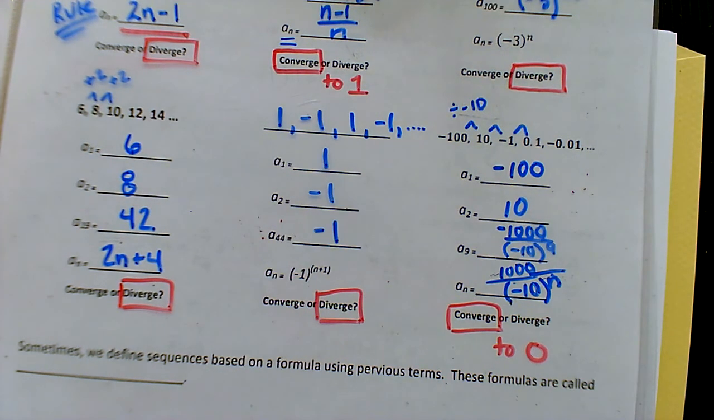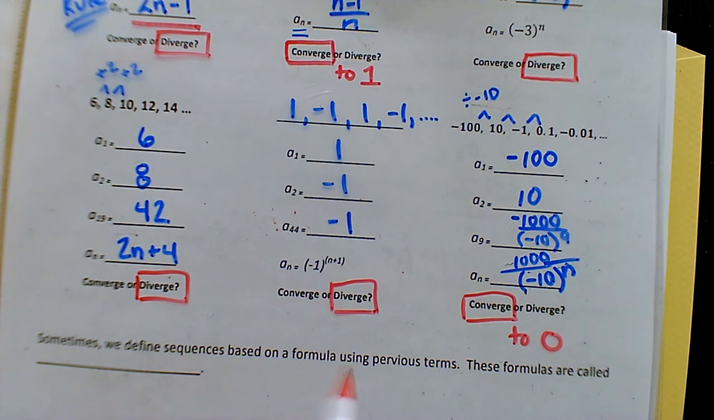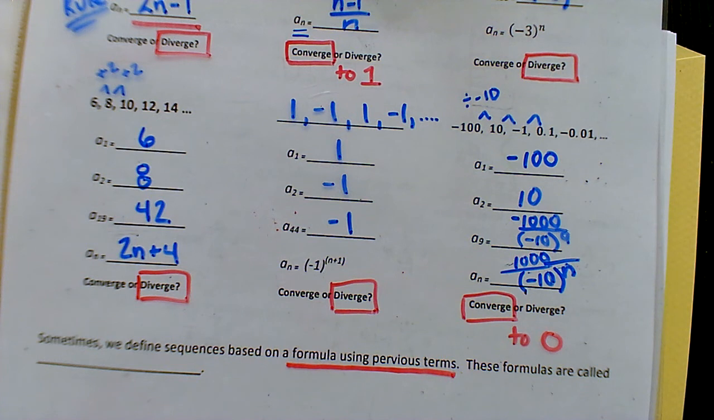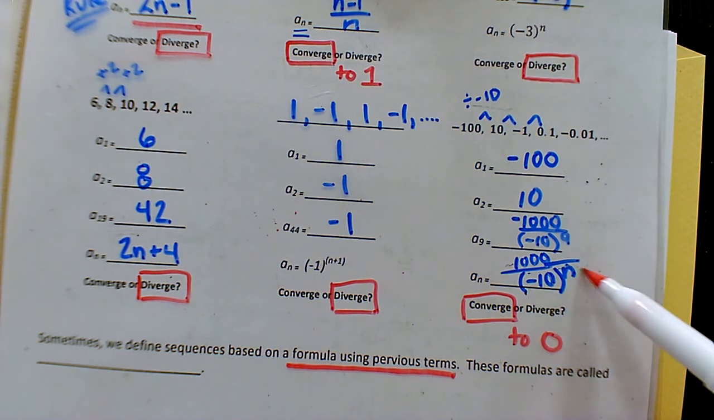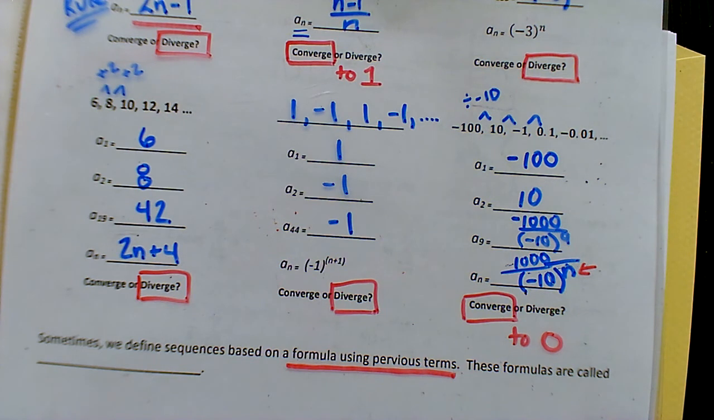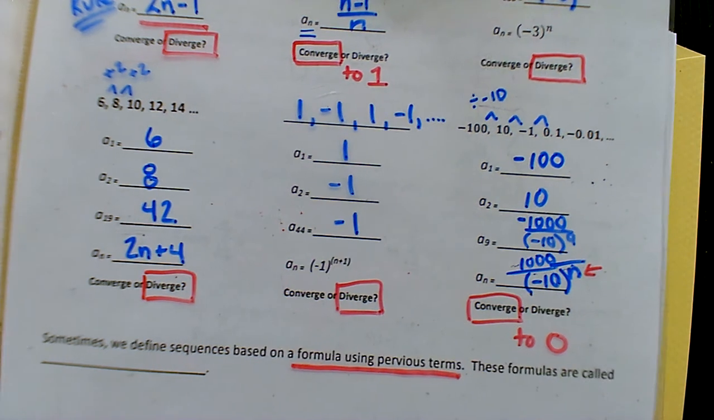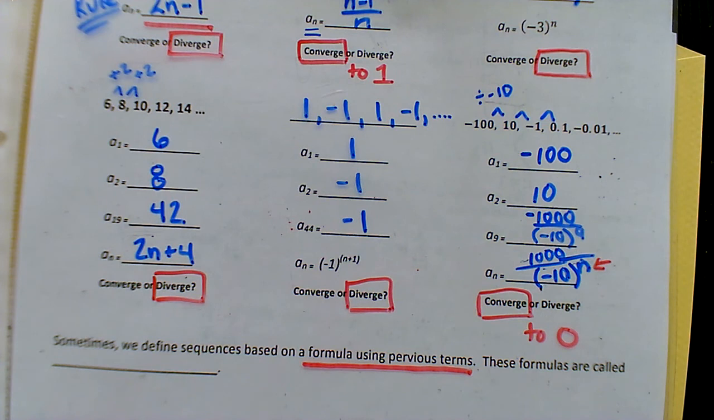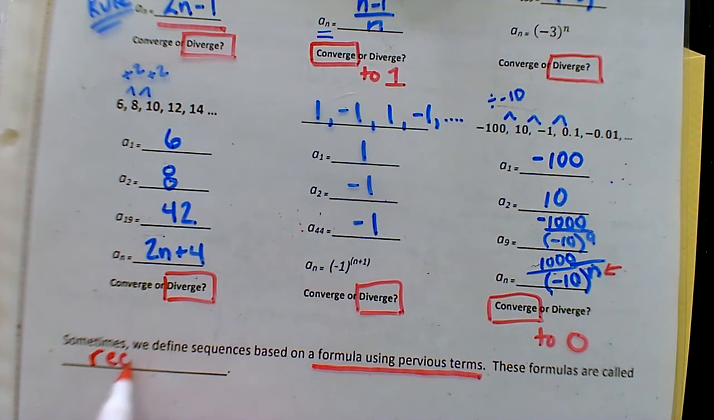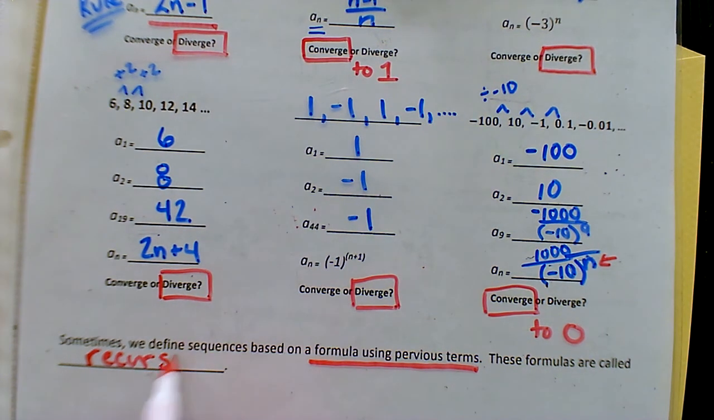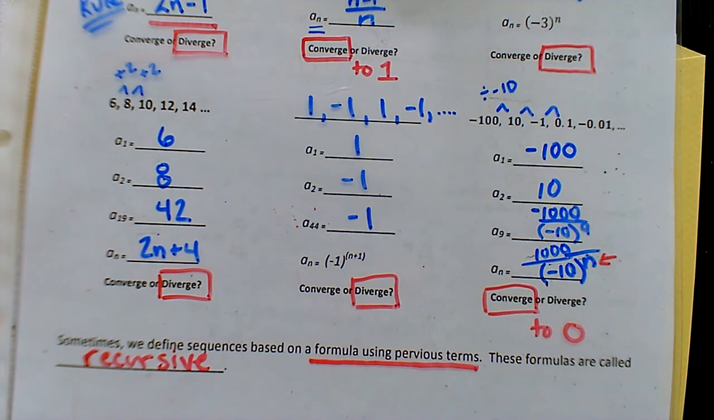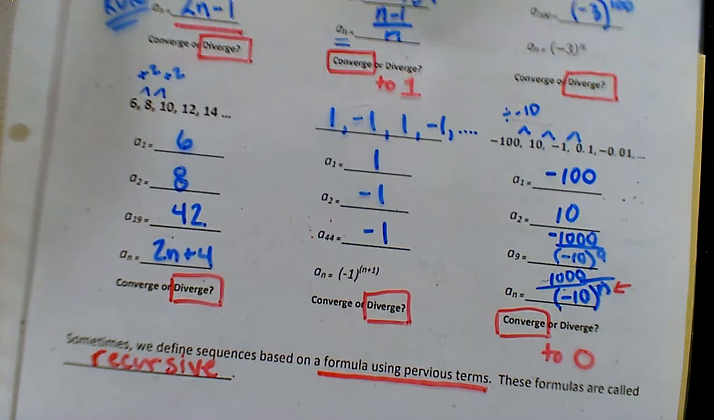All right, so sequences are just a list of numbers separated by commas. Sometimes we can define a sequence based on a formula using previous terms. So what we did here is we simply used n as the variable, okay, where we'd plug in whatever term we want, and that would give us the value of that term. But if we're going to use previous terms, these are what are called recursive formulas. We're going to take a look at a few of those on the back page. Okay, so recursive.